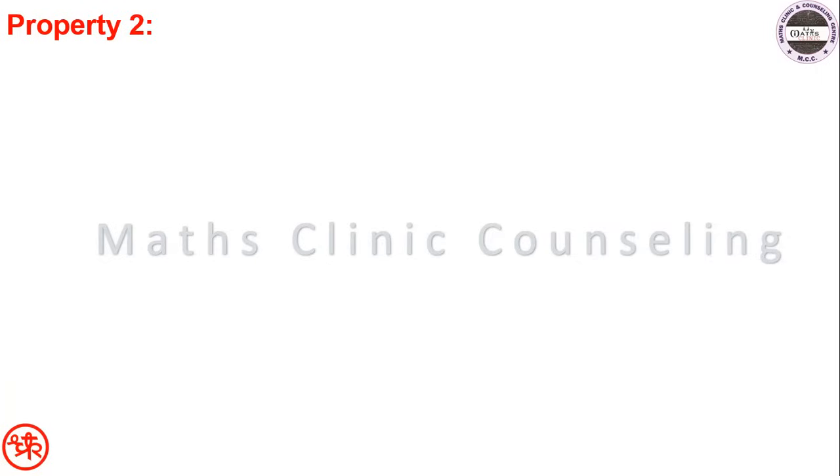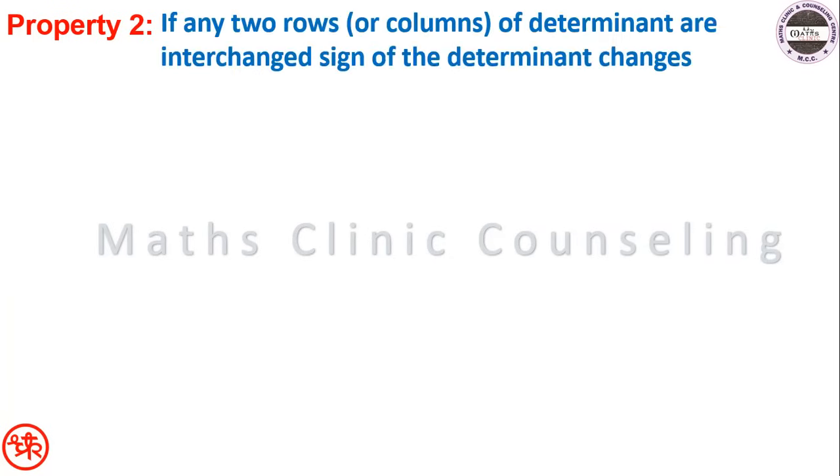The second property: suppose A is a given determinant. If any two rows of the determinant are interchanged, meaning that, suppose R1 and R2 are interchanged, in place of R1 R2 will come and in place of R2 R1 will come, or if any two columns are interchanged likewise, then the value of the determinant remains the same, only the sign changes. So if any two rows or columns of a determinant are interchanged, the sign of the determinant changes. Okay, so let us see an example.